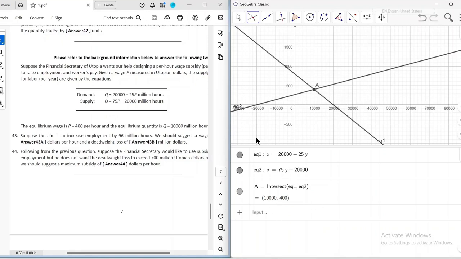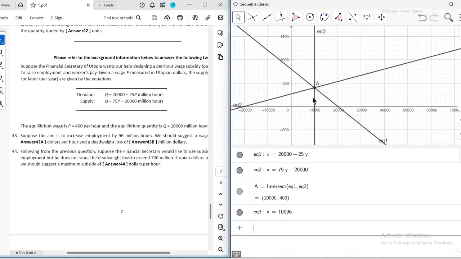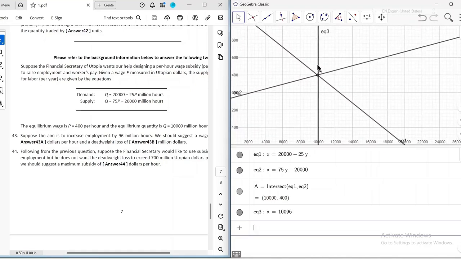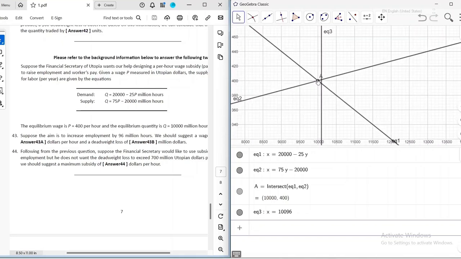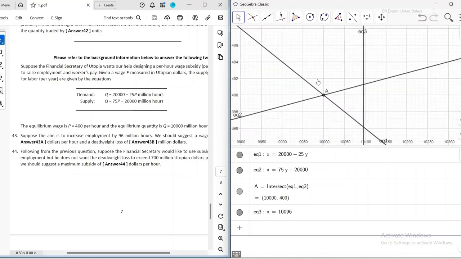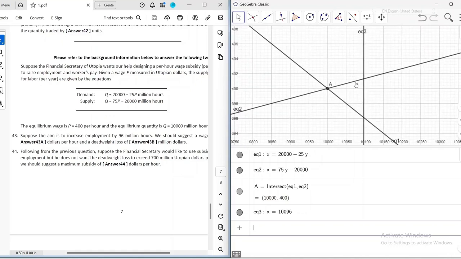Now we need to increase the quantity by 96. So basically we can increase this equilibrium quantity by 96. We simply can write 10,096. So when you zoom in, you can see this has increased by 96. Now you can find out the length of this portion. This is the subsidy. Let's find this out quickly.